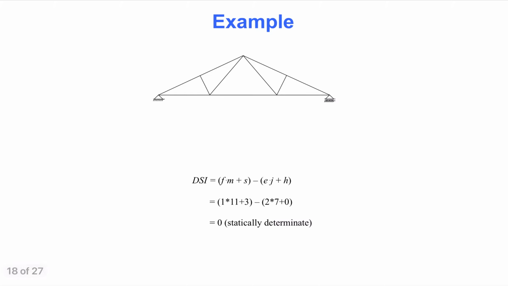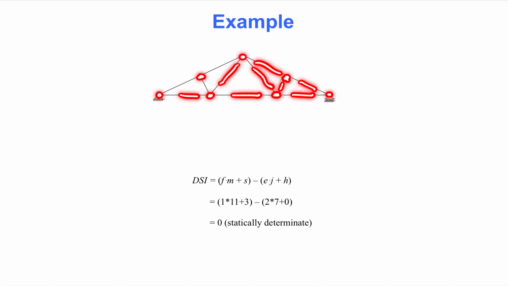This type of truss is more common in houses built with wood frame construction. There is 1 axial force unknown for each of the 11 members. As with the previous structure, there are 3 reaction forces. There are 2 equilibrium equations for each of the 7 joints. The result is that this roof truss is statically determinate.